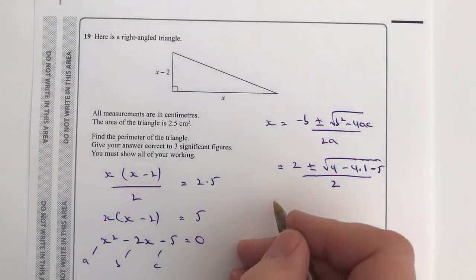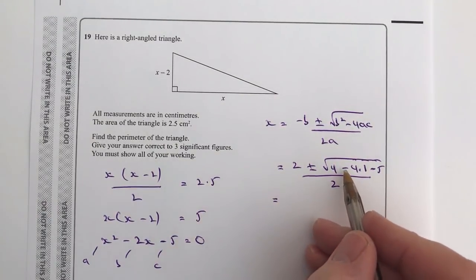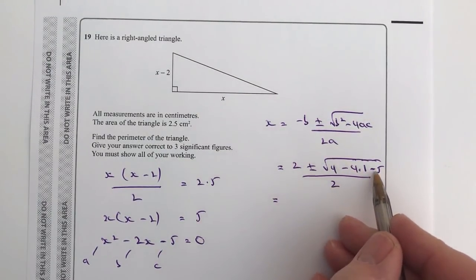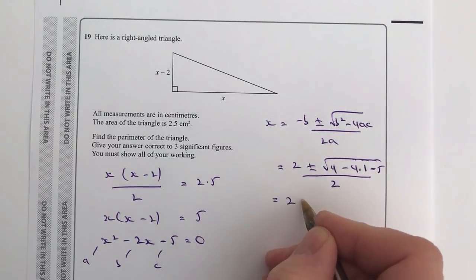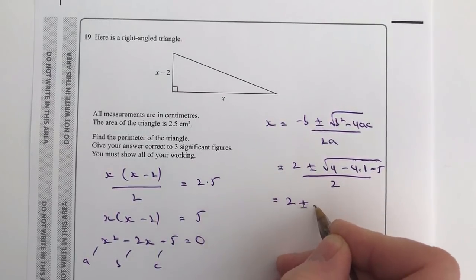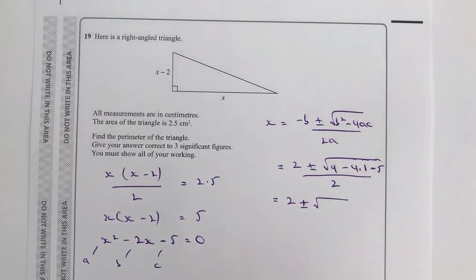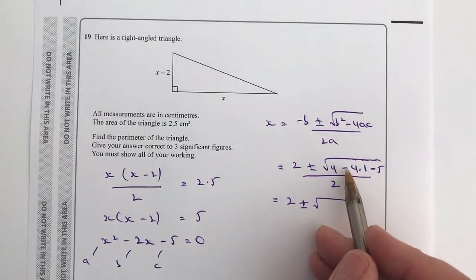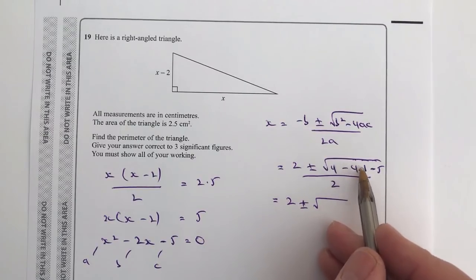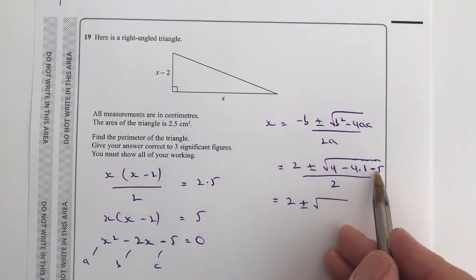If I pop that into my calculator, I need to be a little bit careful. Before I put it in the calculator, I'm going to work out this area here, which is called the discriminant. Always doing multiplication first, I've got minus 4 times 1 is minus 4, and then minus 4 times minus 5 is plus 20.